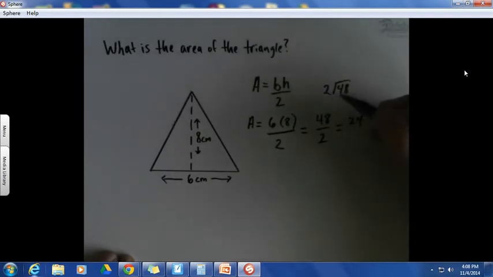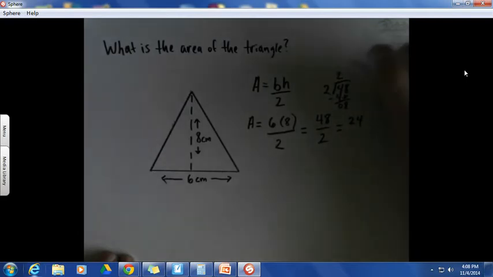How many times does 2 go into 4? 2 times. 2 times 2 is 4. 4 minus 4 is 0. Bring down the 8. 2 goes into 8, 4 times. And there we have our answer.